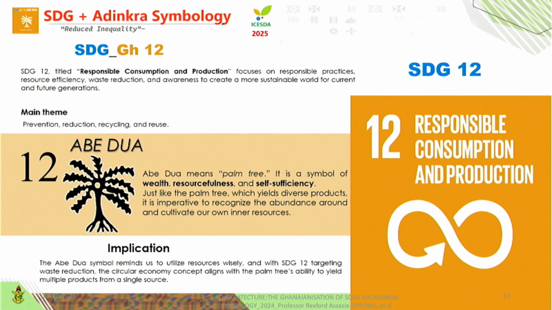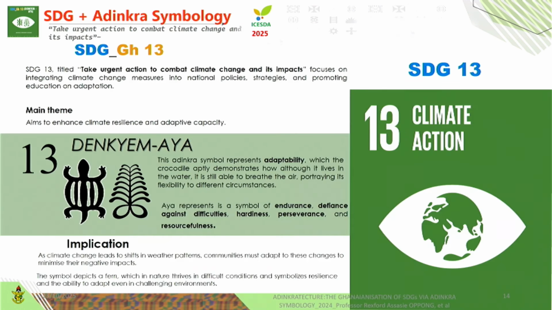Then the 13th, a very important Adinkra symbol, is on climate action, which is SDG 13, and it aims to enhance climate resilience and adaptive capacity. We chose the Denkyem and then the Aya. The Denkyem means the crocodile, and the crocodile is a very adaptable animal. It can live both on water or in water and on land. So we chose this to represent the adaptability you need to acquire to face climate change.